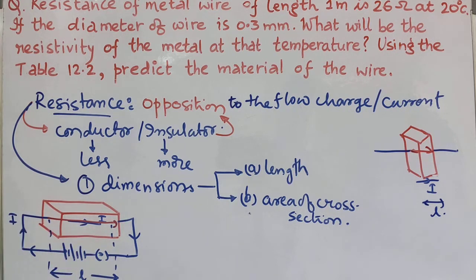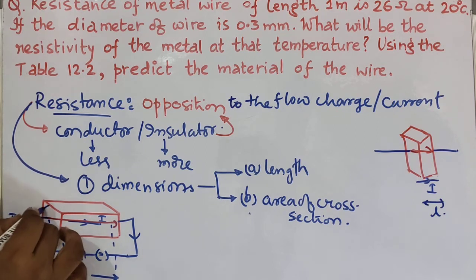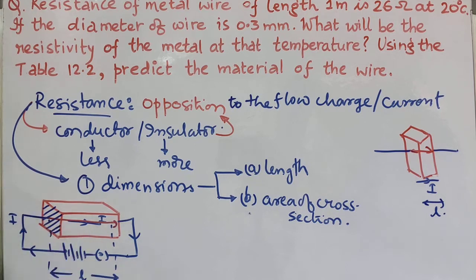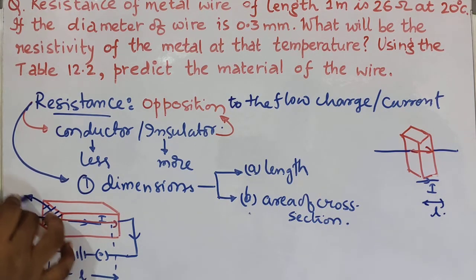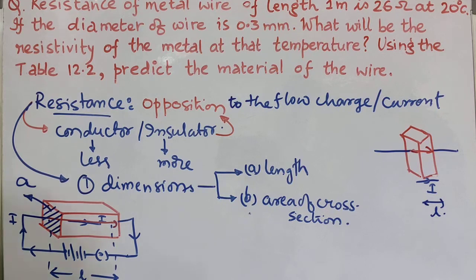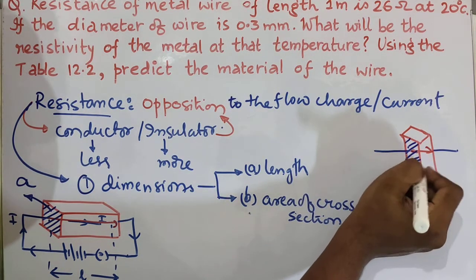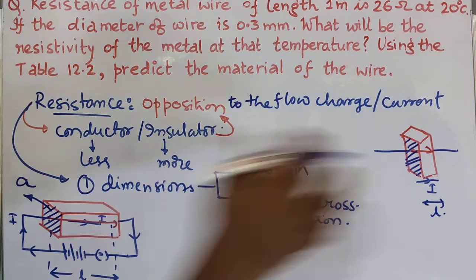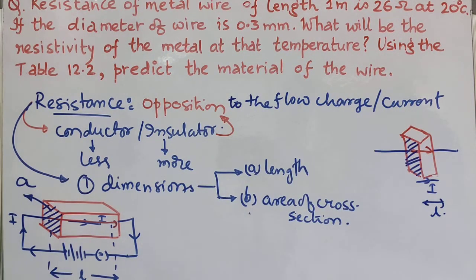That means the resistance offered by the material has also changed. Next one is area of cross section. What do you mean by area of cross section? The area of cross section means the area through which the current flows. In the first case, current is flowing through this area. So this is the area of cross section. In the second case, this is the area through which the current is flowing. Obviously the second case has more area of cross section. Case 1 has more length, case 2 has more area of cross section.